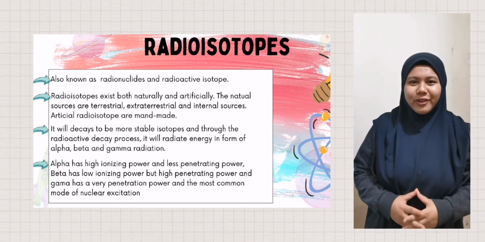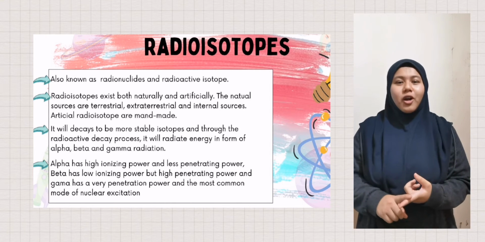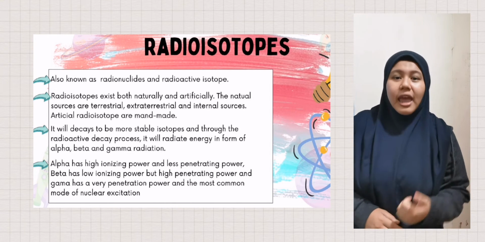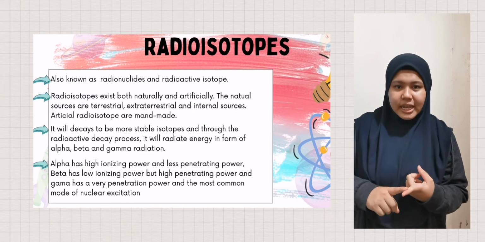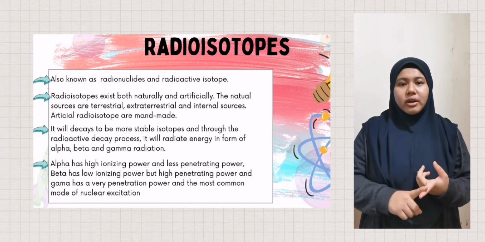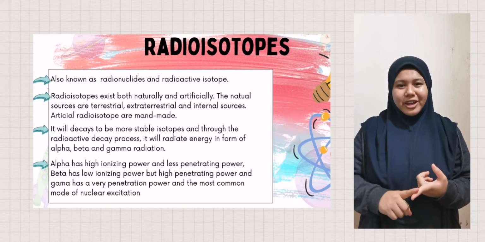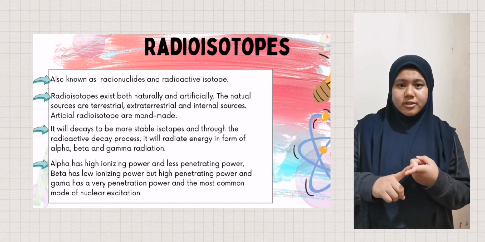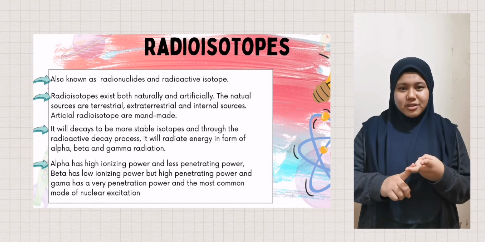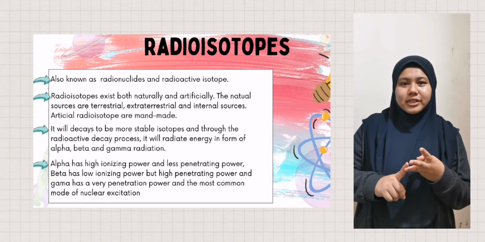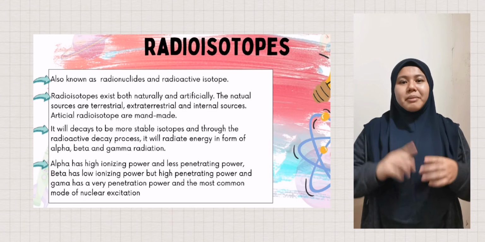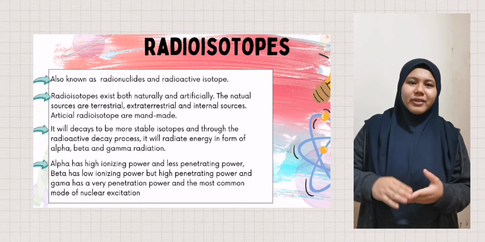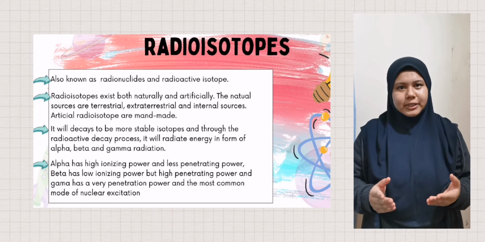Okay, next we are moving to radioisotopes. Radioisotopes are also known as radionuclides and radioactive isotopes. Radioisotopes occur both naturally and artificially. The natural radioisotopes come from terrestrial sources, extraterrestrial sources, and also internal sources. The artificial radioisotopes are man-made and they come from nuclear reactors and accelerators.